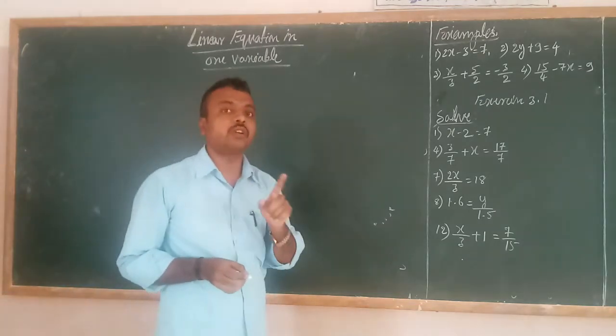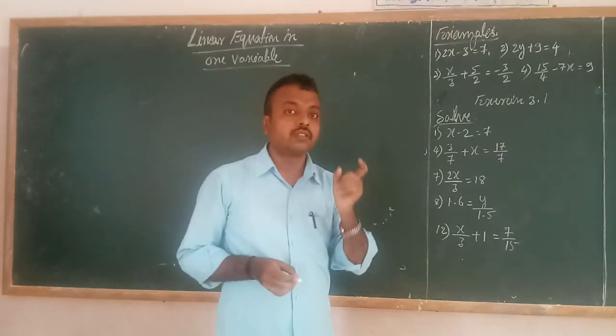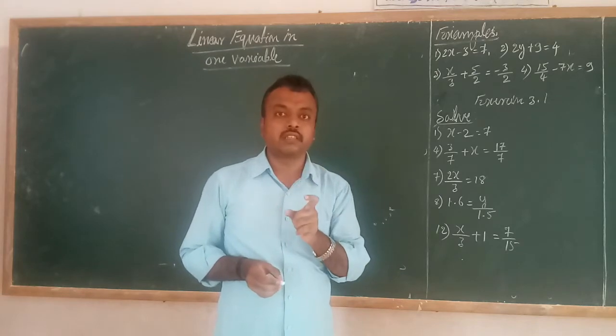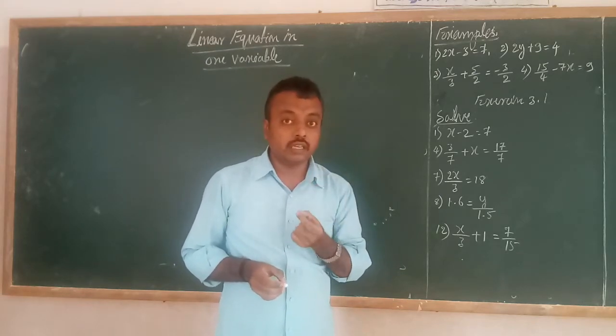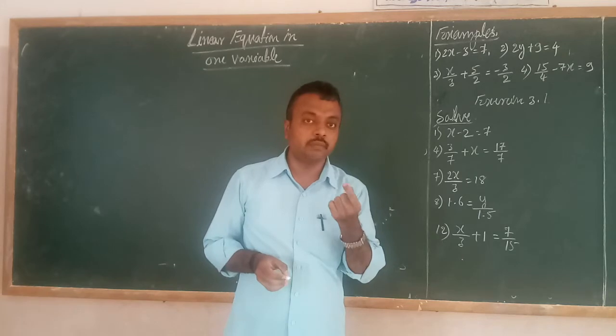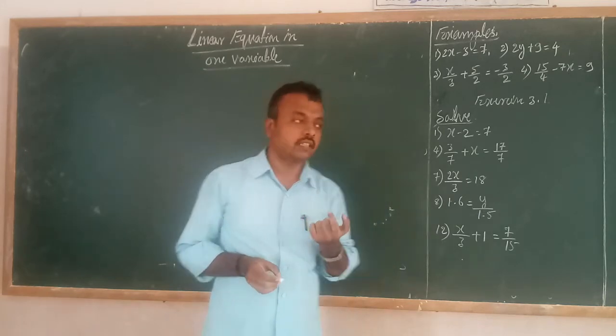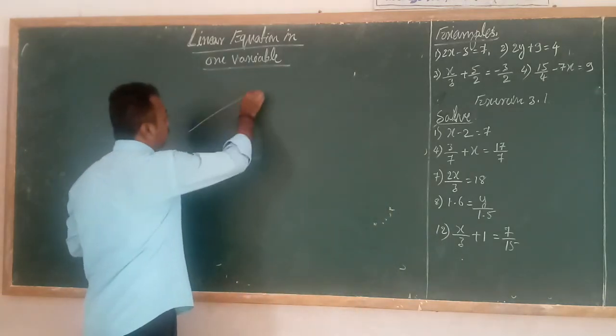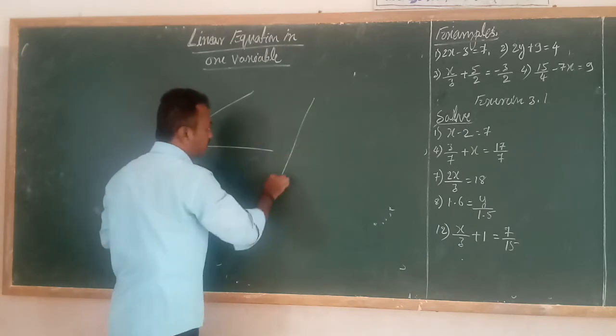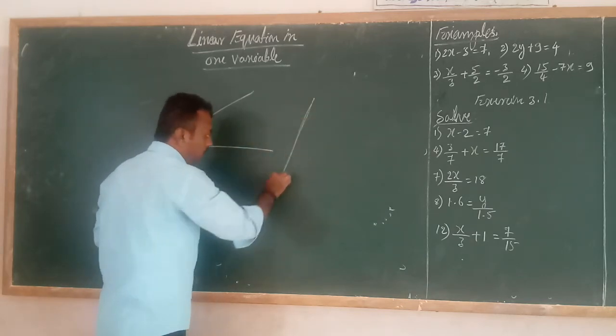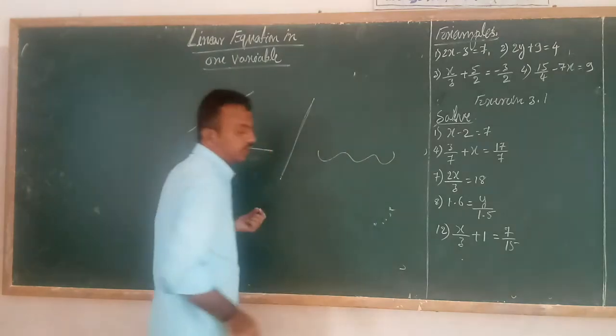Linear pair in the geometry part, linear pair, got it? So linear figures, correct? So what do you mean by linear? Linear means straight line. See, that is called a straight line. Like this, like this. So these are straight lines. These are curved lines, correct?